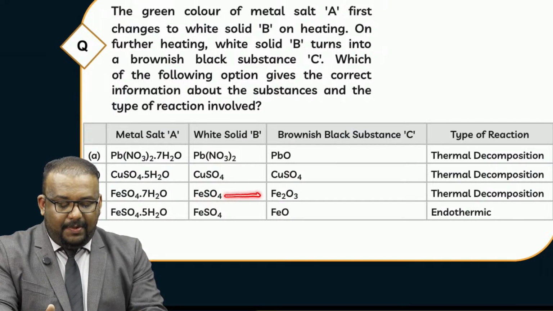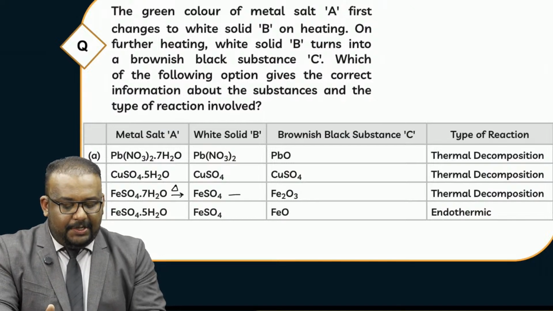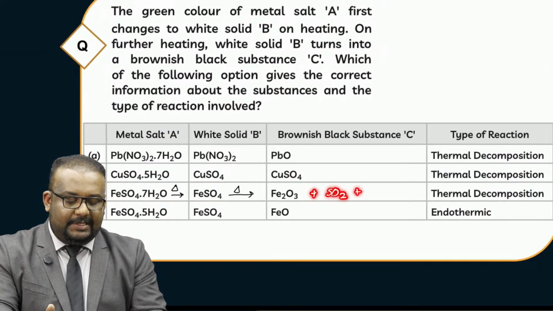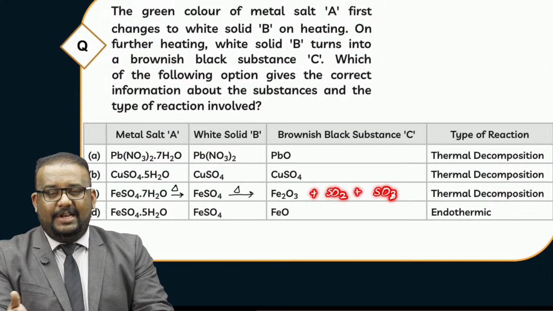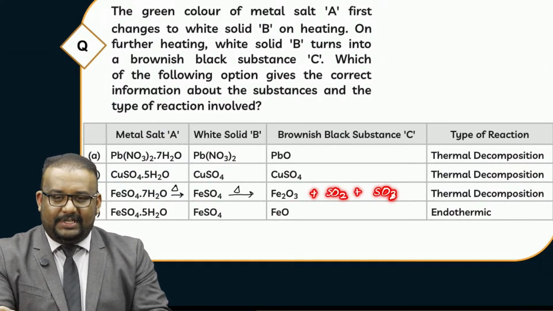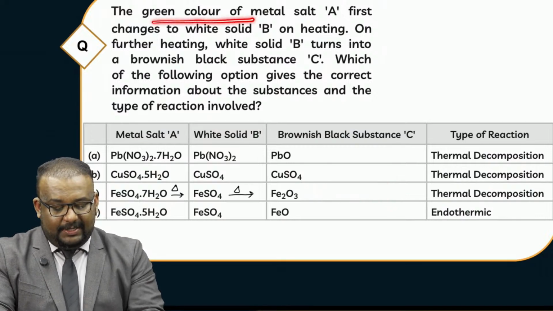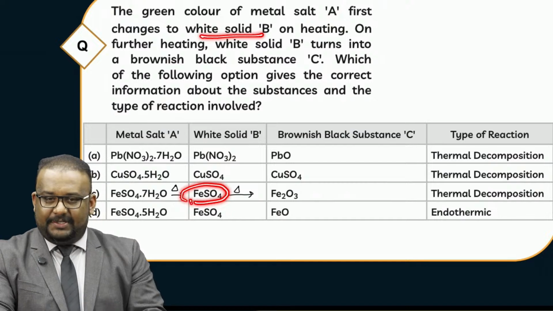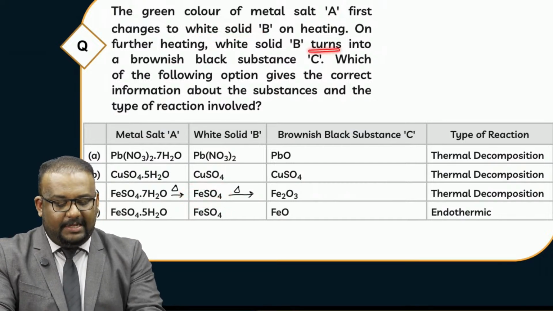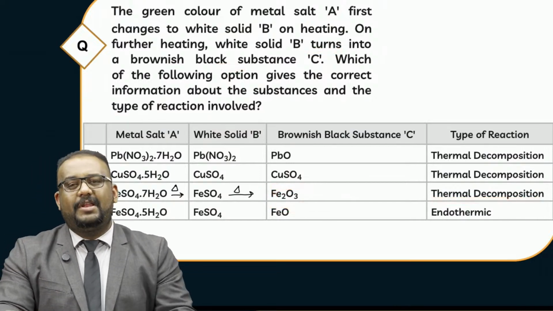If you continue heating FeSO4, what is going to happen? It is going to thermally decompose, right? And what do you get? You get Fe2O3 plus two gases, sulfur dioxide and sulfur trioxide. These two are non-metallic oxides, which are acidic oxides, oxides of sulfur. So here is the hint from that question. The green colored salt is FeSO4.7H2O, and it changes into a white solid FeSO4, because FeSO4 is colorless. Then on heating it changes into brownish black Fe2O3, and it is a perfect example of thermal decomposition.